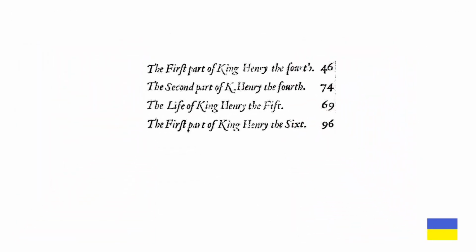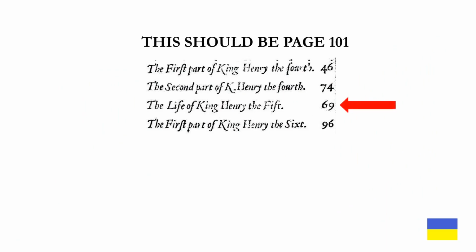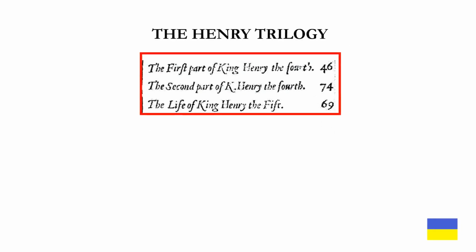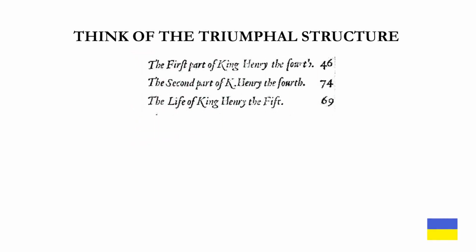It's while looking at this section, the first 4 plays on the right-hand column of the Catalogue of Plays, that I questioned what was going on. The starting page for Henry V should be page 101. It's while contemplating the Henry trilogy, the first and second parts of Henry IV, plus the life of Henry V, that I stumbled upon something remarkable. Pause here and try and figure it out. If not, I'll give you a hint of the triumphal structure and what it represents.